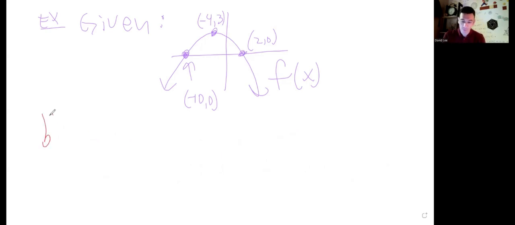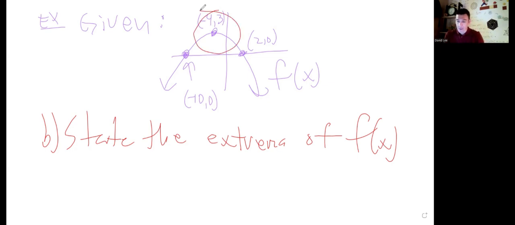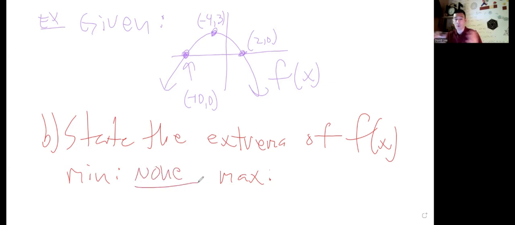What about part B? It says this: state the extrema of f of x. When they say extrema, they mean the extreme highs and lows. This picture, it goes down forever. So it doesn't have a floor, but it has a ceiling. It has a rooftop up here. So if you wanted to tell them a maximum or a minimum, you could not tell them a minimum in this case because this graph goes down forever.